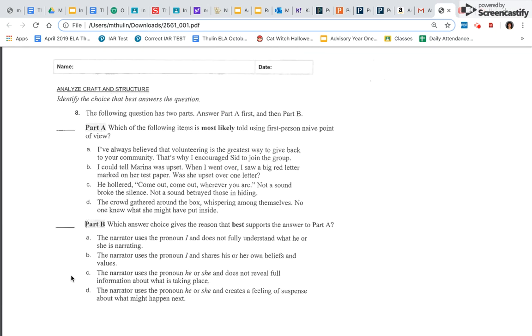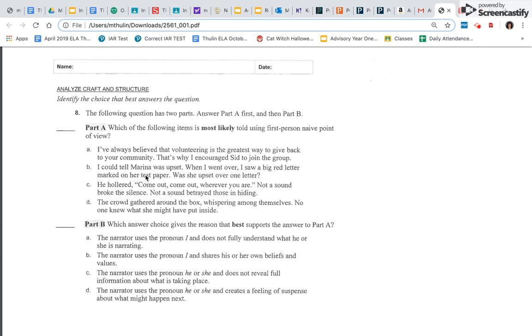Number 8, the following question has 2 parts. Part A, then Part B. Part A, which of the following items is most likely told using first-person naive point of view? A, I've always believed that volunteering is the greatest way to give back to your community. That's why I encouraged Sid to join the group.